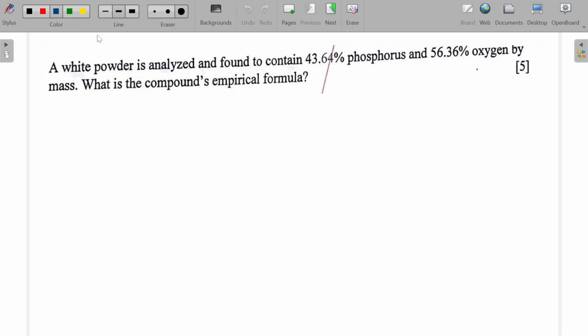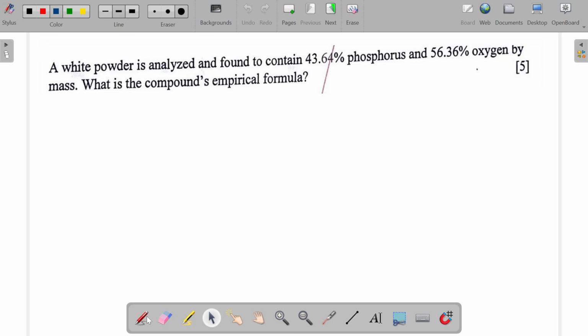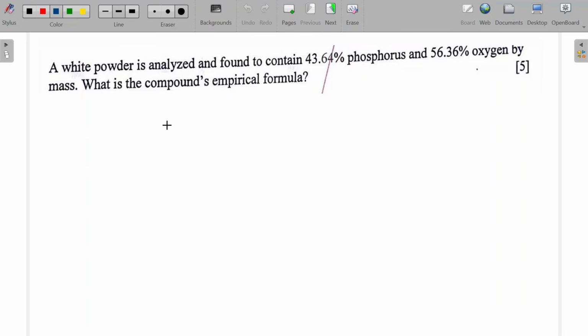So when they ask you this question, you need to understand that when they're asking you to find the empirical formula and they give you percents, you can just take these percents to be grams. You can just take them to be mass, because they said it is 43.64% phosphorus by mass, then 56.36% oxygen by mass. So that is one thing you need to note.